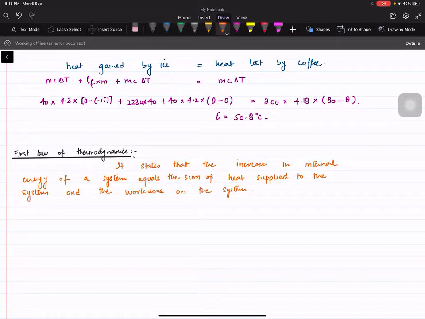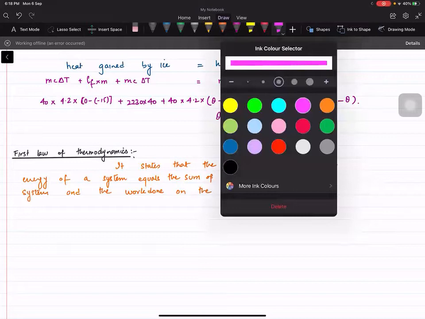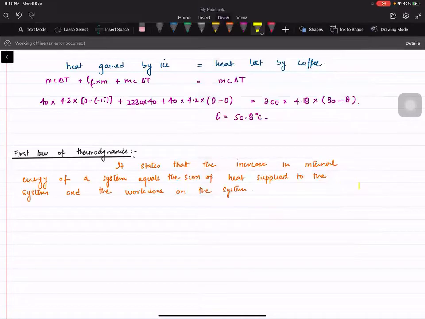All right, my bachcho. Now there are certain keywords in this that you need to remember. The first keyword is the increase in internal energy equals the sum of heat supplied to the system and the work done on the system. So these are three keywords. Then I'm going to explain what it means.